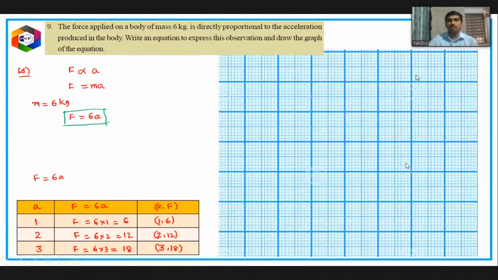Observe children, here is the graph sheet. Now we have to plot this point. So again, I'm going to draw the x-axis and y-axis. Here is the x-axis and here is the y-axis. On the x-axis, I'm going to take the acceleration.